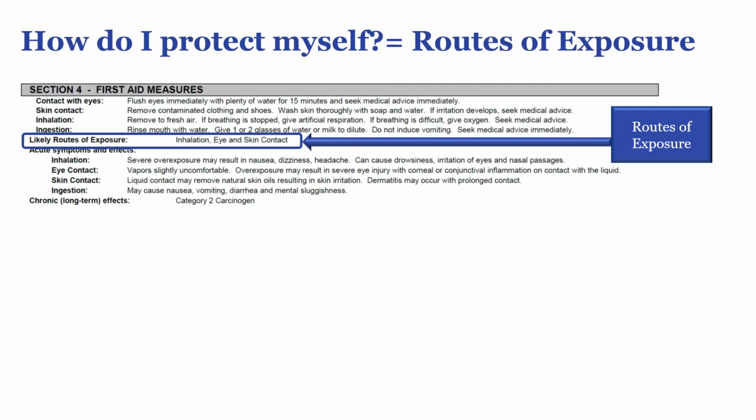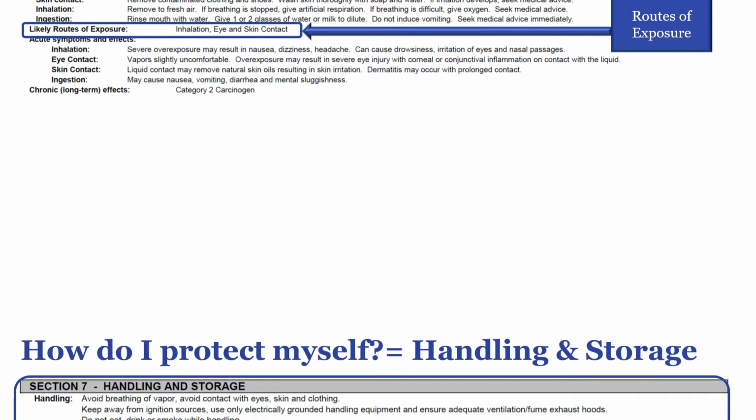Routes of exposure. In order to understand how to best protect yourself, it is important to understand the routes of exposure to a product. In Section 4 of the SDS, you can see the likely routes of exposure for P70. The routes are inhalation, eye, and skin contact.